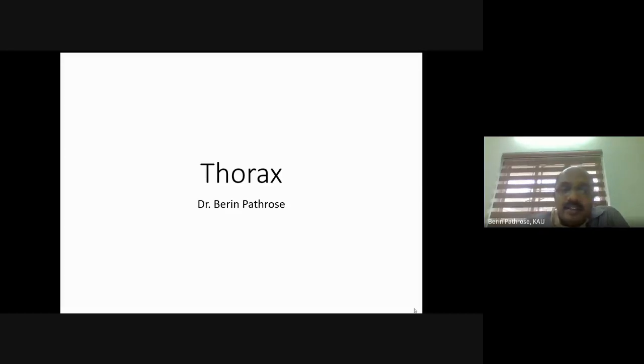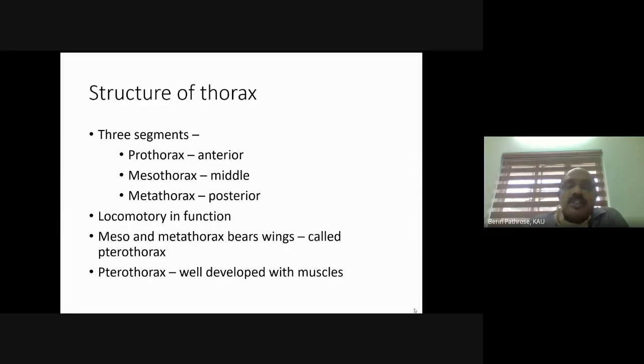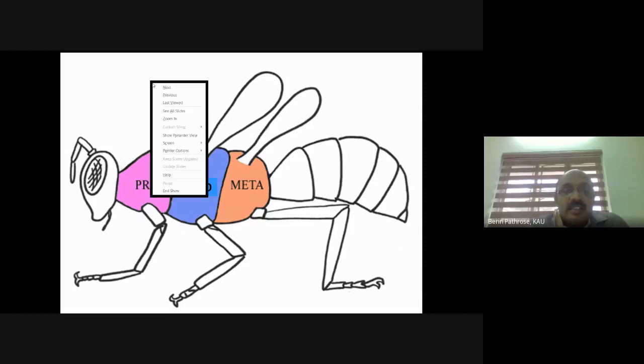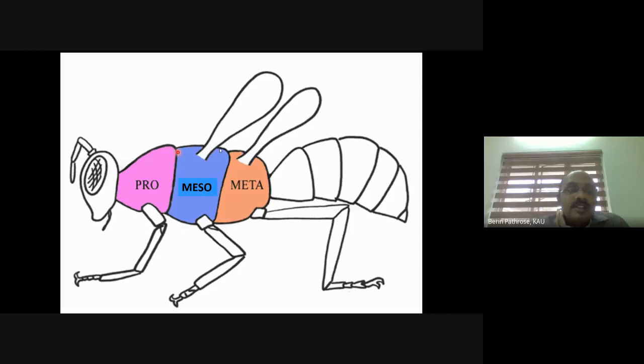The thorax, as you have studied during the general organization of the insect body, has three segments. If you see the picture of a generalized insect, you can see this is the head, this entire region is the thorax, and this is the abdomen. And the thorax has three segments.